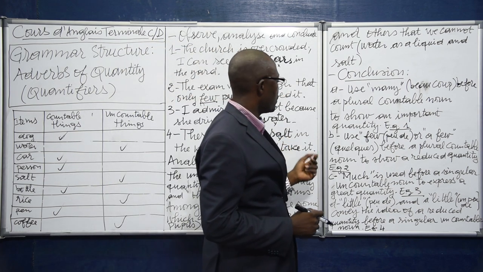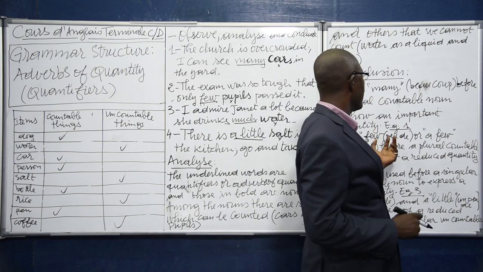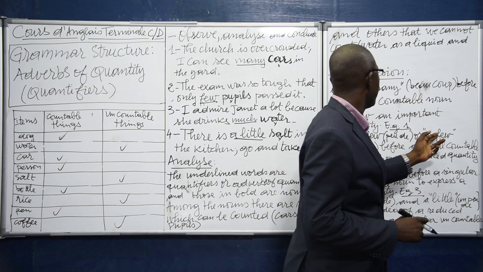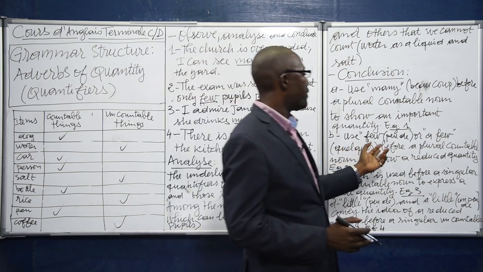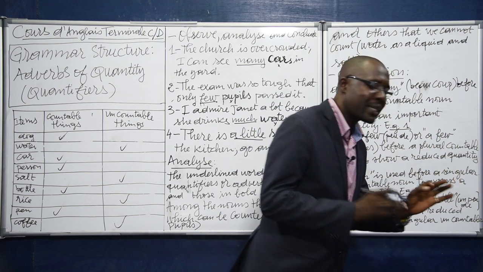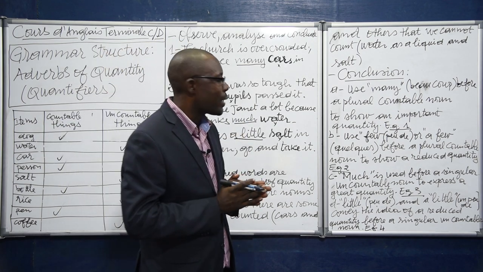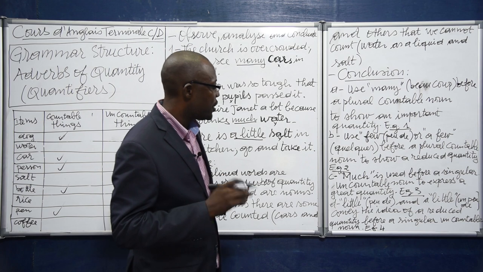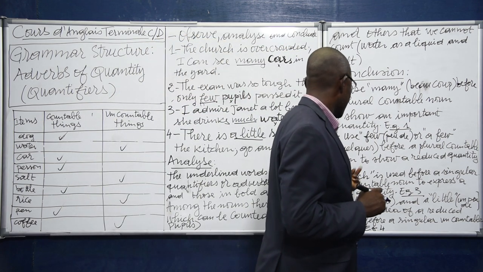The conclusion two, when you see the observation two, we use few, peu de, or a few. That means in French, quelques. Before a plural countable noun, to show a reduced quantity. When there is a reduced quantity, we use few. We are going to see it during our evaluation. We don't have it here. So in C, we come to much.